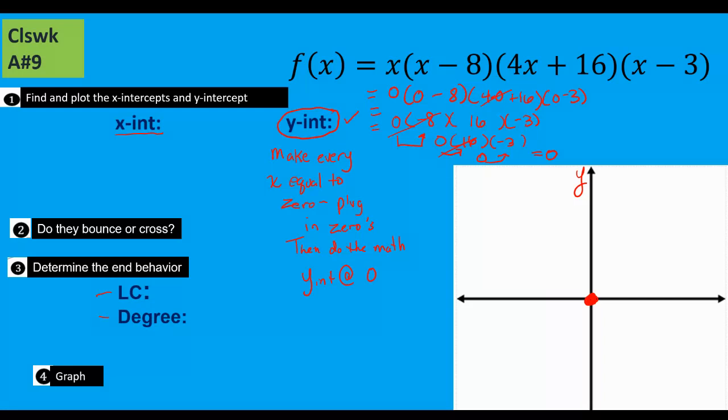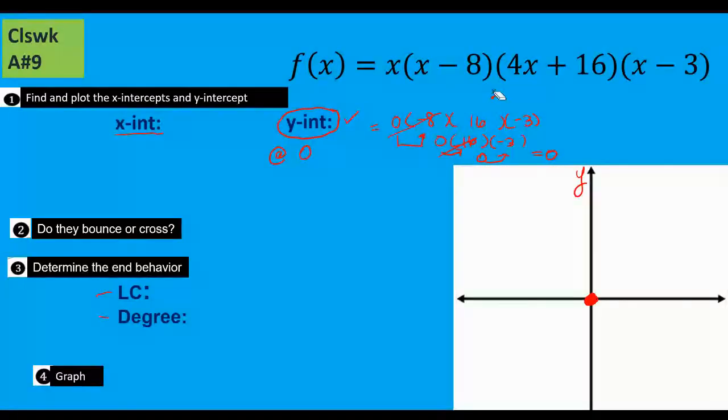Okay? Now, not every time does this math work out to be a 0. It depends on how many x's you have. But you can see 0 times 8 times 16 times 3, it's going to eventually end up equal to 0. All right? So our y-intercept is at 0. I'm just going to put that answer right there, and I'm going to erase my other work.